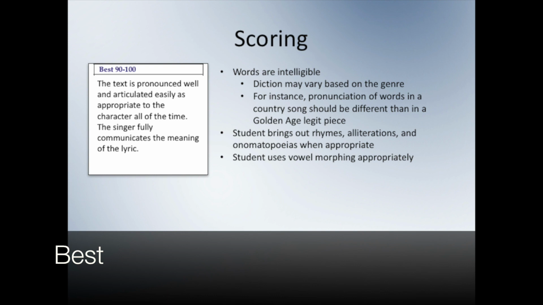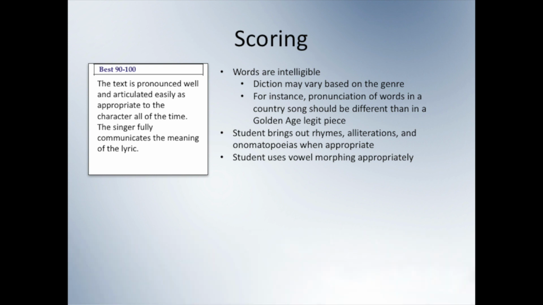Here's some things to consider when judging the diction category on the NATS rubric. In order to earn a score of best, the text should be pronounced well, articulated easily as appropriate to the character all of the time. The singer should fully communicate the meanings of the lyrics. So to break this down a little bit more, words should be intelligible. Diction may vary based on the genre. For instance, pronunciation of words in a country song should be different than those in a Golden Age legit piece. Students should bring out rhymes, alliterations, and onomatopoeias when appropriate, and the students should use vowel morpheme appropriately in pop rock genres.